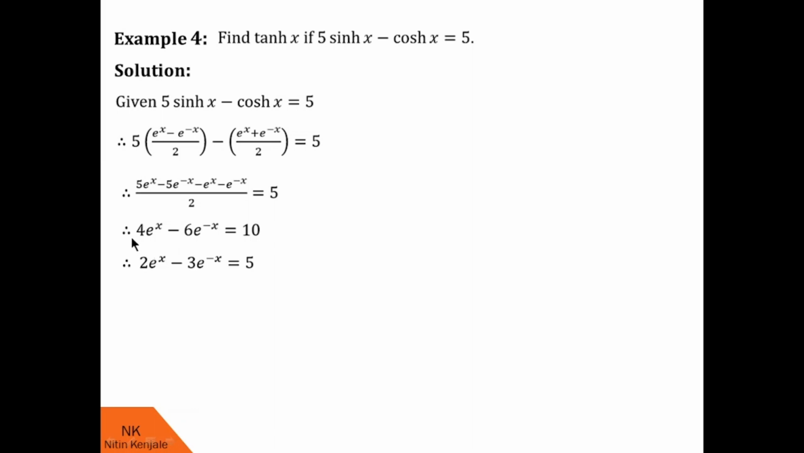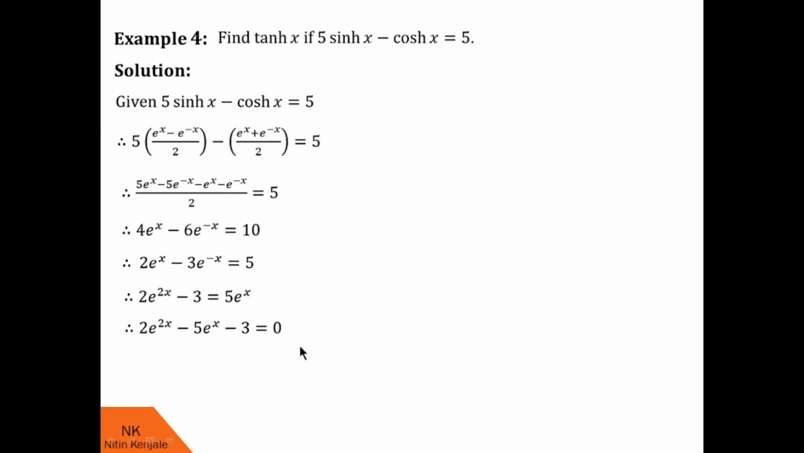Now, when we divide this equation by 2, we get 2 e raised to x minus 3 e raised to minus x is equal to 5. Further, we write e raised to minus x as 1 by e raised to x, and then we cross multiply to both sides. We get 2 times e raised to 2x minus 3 is equal to 5 e raised to x. A little bit of rearrangement gives us the quadratic equation in e raised to x.